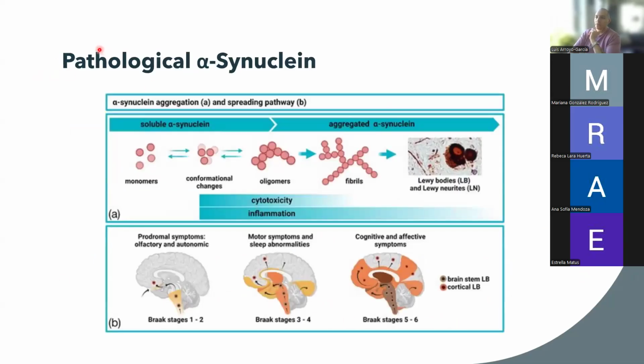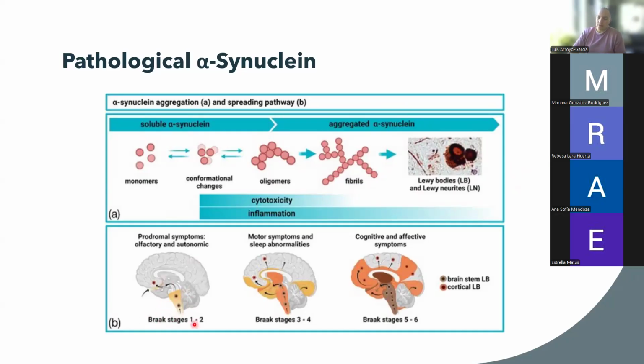So this is what we have, right? Normally, with proteostasis and how proteins work in your brain, we have monomers, then they change conformation and start aggregating into oligomers. When these oligomers aggregate more and more, we have fibrils of alpha-synuclein, and then we have these Lewy bodies and Lewy neurites. These are the Lewy neurites, and these are the Lewy bodies, which are cytotoxic and kill the neurons, etc.